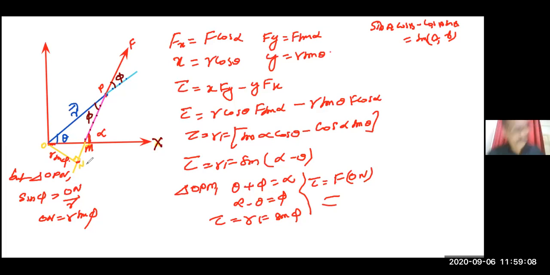Did you complete? Sir, what is that? Torque is equal to F into ON. What is ON? Sir, ON is the perpendicular distance, 90 degrees, between the line of action of force and the fixed point. Okay, sir.